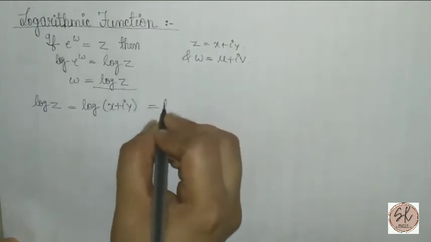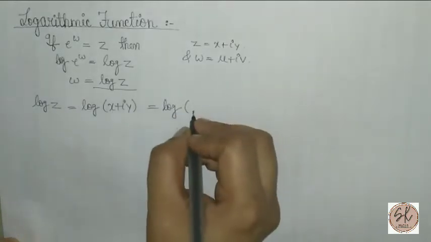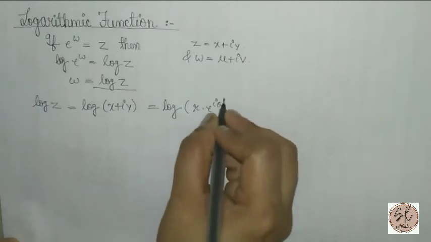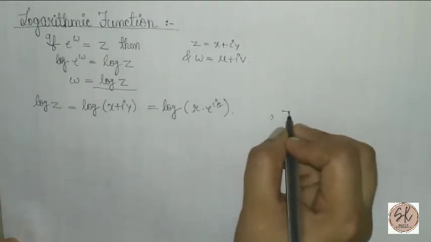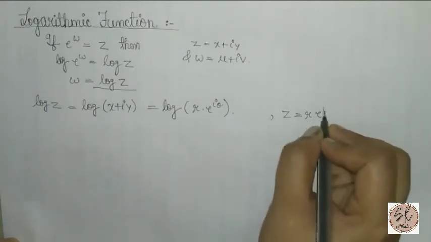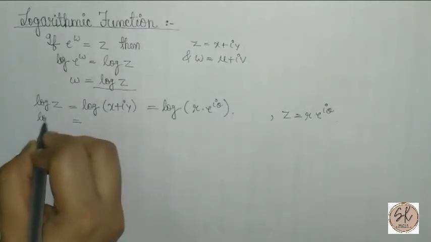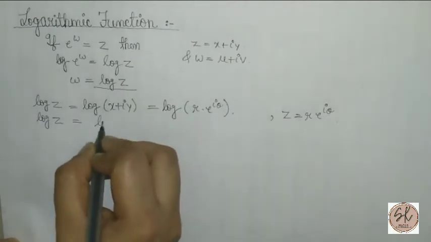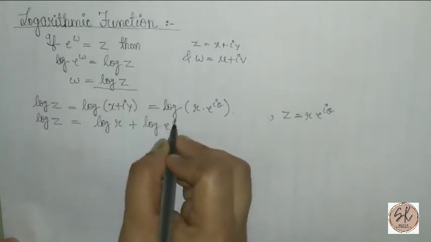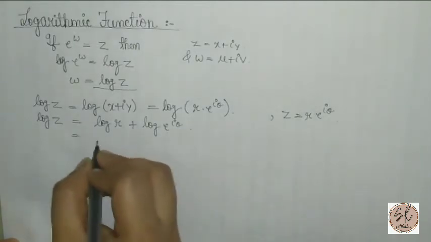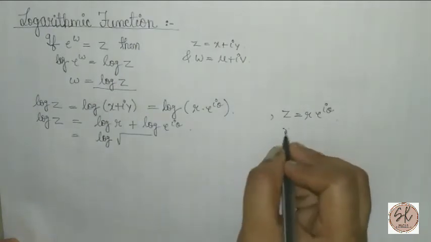Alright, now this can also be written as log of z. This one can also be written as r into e to the power i theta. Okay, now this is equal to, let me write z is equal to r into e to the power i theta. Fine. Now this is equal to log r plus log e to the power i theta, which is equal to log r. R's value is what? R is equal to mod z.